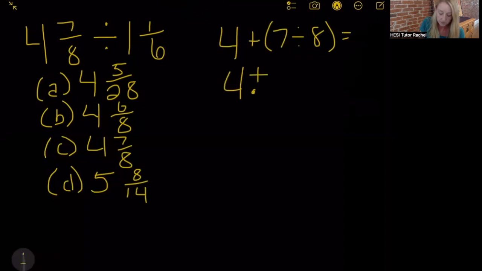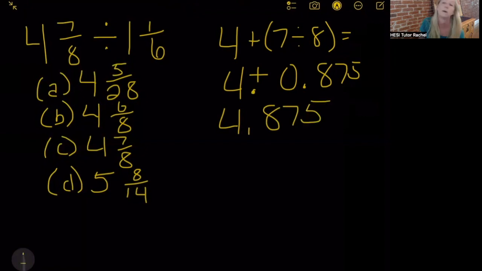4 plus, and then 7 divided by 8 will give you 0.875. And so that is going to give you 4.875. So easy peasy, right? Okay, so then 1 1/6, we're going to do the same thing. 1 plus 1 divided by 6.